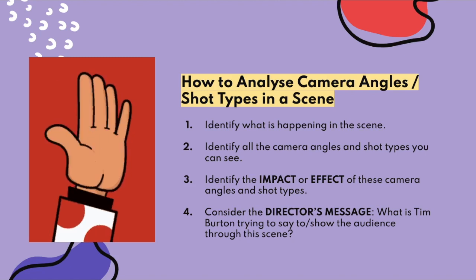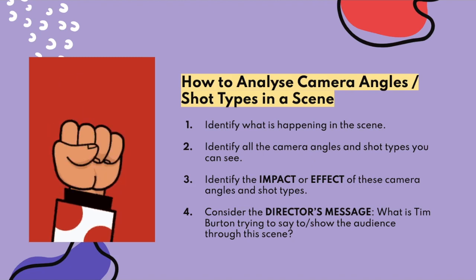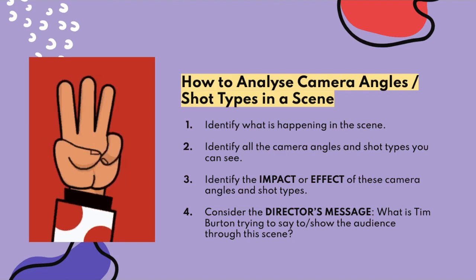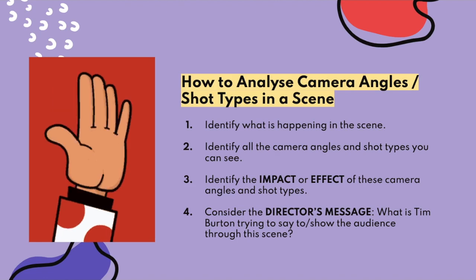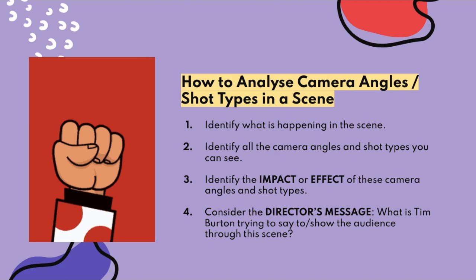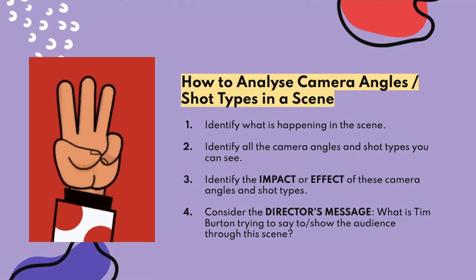But for today's activity and for this guided video lesson, I'm going to focus specifically on analysing a scene from Edward Scissorhands, and we're going to look specifically at the impact and the effect of camera angles and shot types in this scene. So when you're writing and planning a scene analysis, you want to essentially do 4 things. Number 1, identify what's happening in the scene. Number 2, identify all the different camera angles and shot types, or any film technique for that matter, that you can spot.